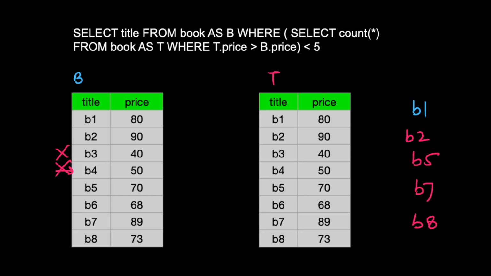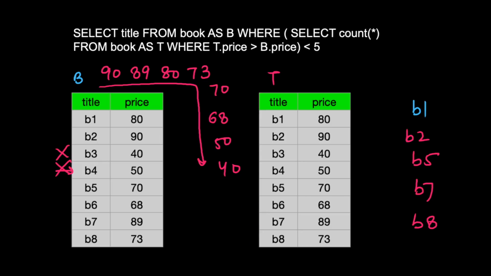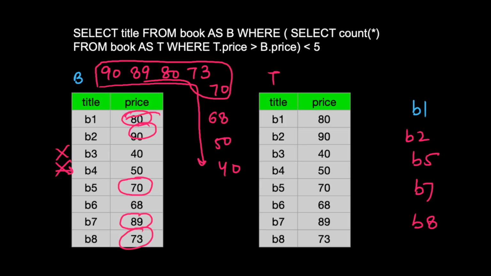Now, if I arrange these prices in the descending order, what will be the price? So this is the decreasing order of the prices. Now see what book prices, what book titles we have fetched. 80, 90, B2, B5, 70, then B7, 89, and then B8, 73. So that means these 5 we have fetched. These 5. So what are these prices? These are the prices of the most expensive books. And how many books? 5 books. So that means this 5 is basically telling me the number of books.